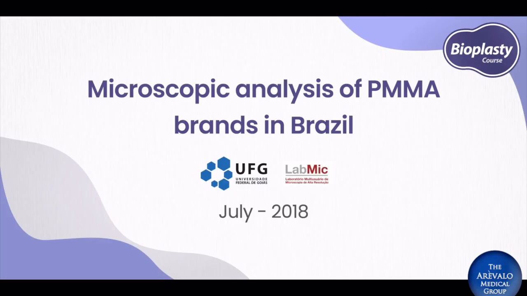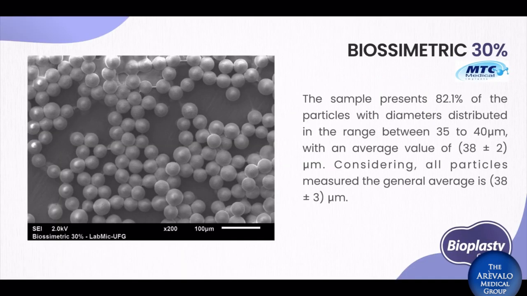For information purposes, we'll take a look at a microscopic analysis of the PMMA brands sold in Brazil. This research was carried out at the Federal University of Goiás in July 2018. In the case of biosymmetric 30% produced by MTC Medical, the sample presents 82.1% of the particles with diameters distributed in the range between 35 to 40 micrometers, with an average value of 38 plus or minus 2 micrometers. Considering all measured particles, the general average is 38 plus or minus 3 micrometers.